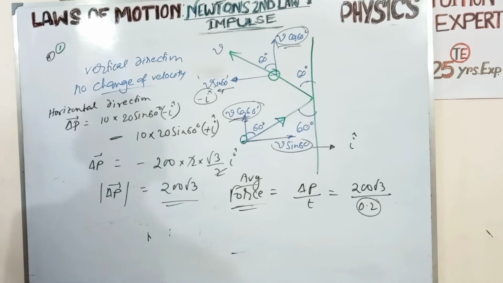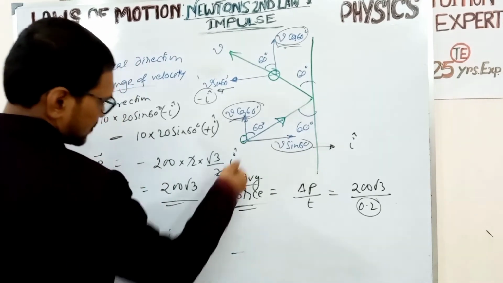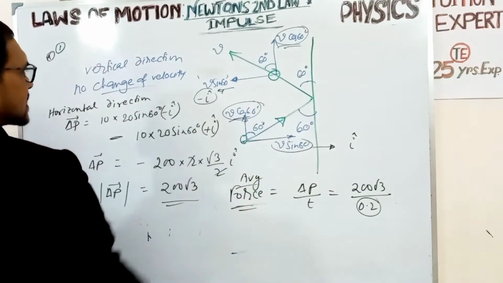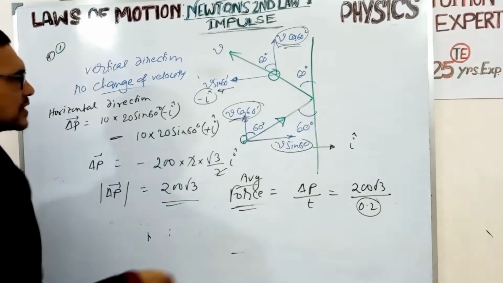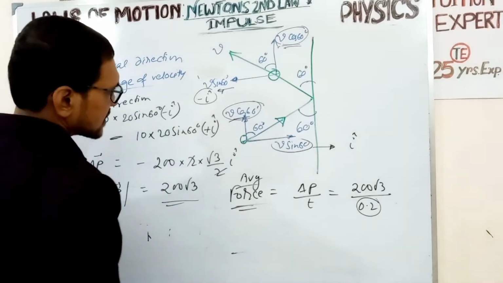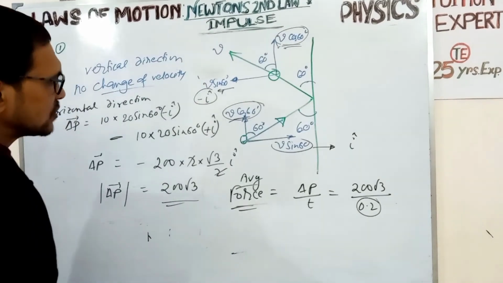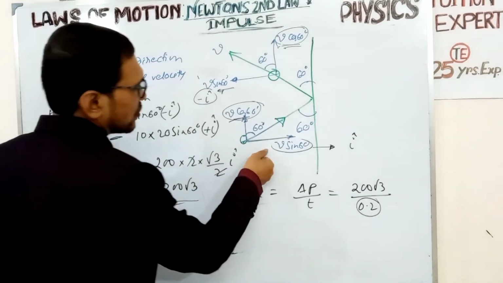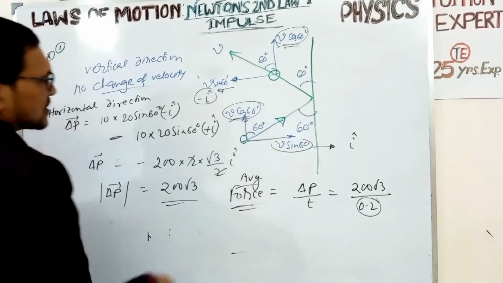So here we have to resolve the velocity along two directions, horizontal and vertical. We see that there is no change of velocity along the vertical direction. Magnitude and direction both remain the same. But in the horizontal direction, only the magnitude remains the same, while the direction is changed.